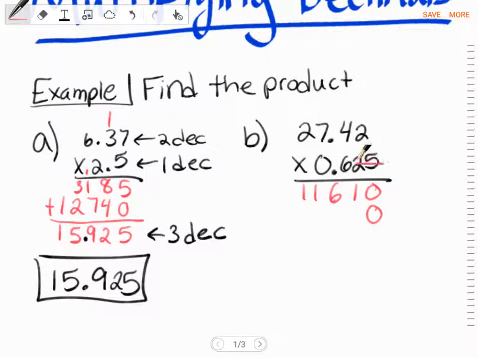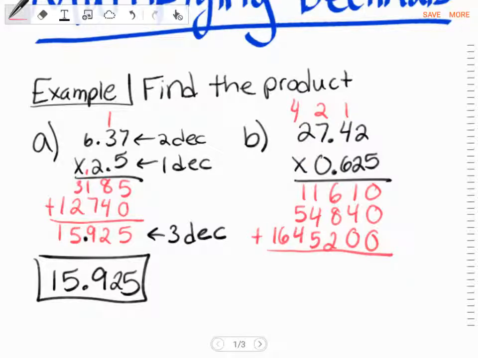Then I'm going to have 2 times 2 gives me 4. 2 times 4 gives me 8. 2 times 7 gives me 14. 2 times 2 gives me 4, plus 1 is 5. Now I've got to have 2 placeholders. And I'm going to have 6 times 2 gives me 12. 6 times 4 gives me 24, plus 1 is 25. 6 times 7 gives me 42, plus 2 is 44. 6 times 2 gives me 12, plus 4 is going to be 16.